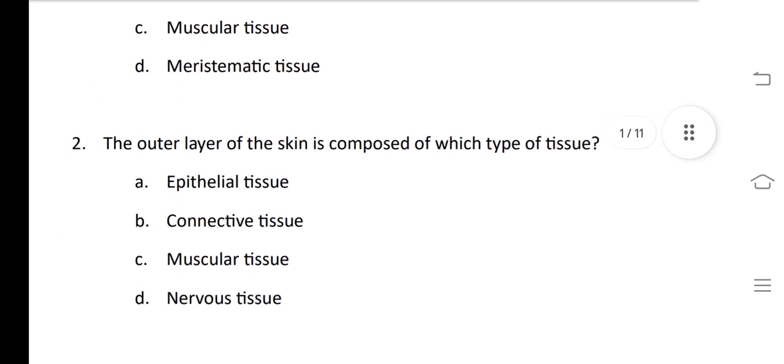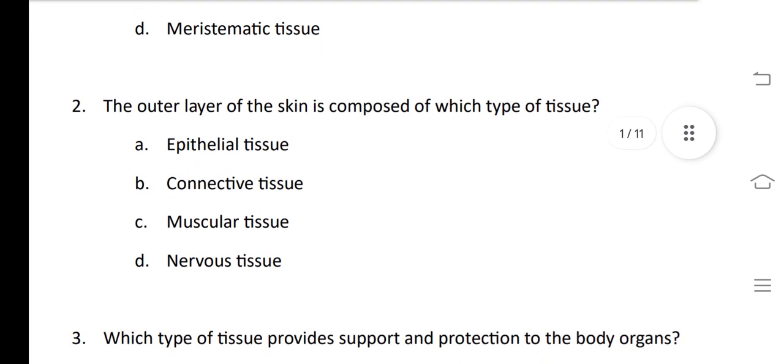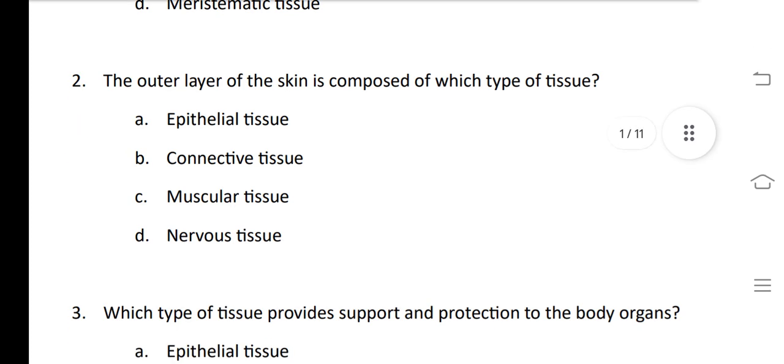Our next question is, the outer layer of skin is composed of which type of tissue? The upper layer is made up of epithelial tissue, which is further divided into 4 or 5 types, that are glandular, squamous epithelium, columnar epithelium tissue. So answer of second question is option A.